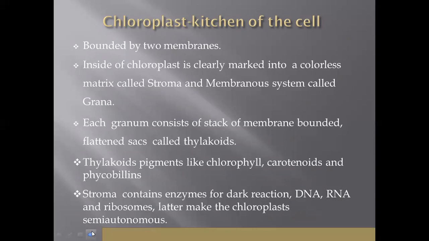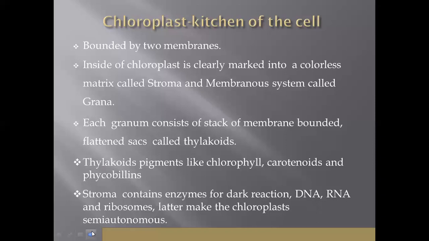The inside of the chloroplast is clearly marked into a colorless matrix called stroma, and a membranous system called grana. Each granum consists of a stack of membrane-bound flattened sacs called thylakoids. Thylakoids contain the pigment chlorophyll. Stroma contains enzymes for the dark reaction. Now, what is the dark reaction? That is a part of photosynthesis.